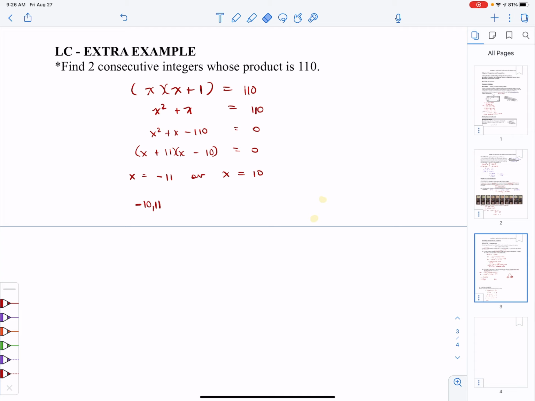I'm sorry, something is happening here. If my x is negative 11, then I have two solutions, a negative 11 and a negative 10. If my x is equal to 10, then I know that my x plus 1 is going to equal 11. So if my x is 10, my x plus 1 will be 11. So I have two sets of solutions, either a 10 and 11 or a negative 11 and a negative 10.